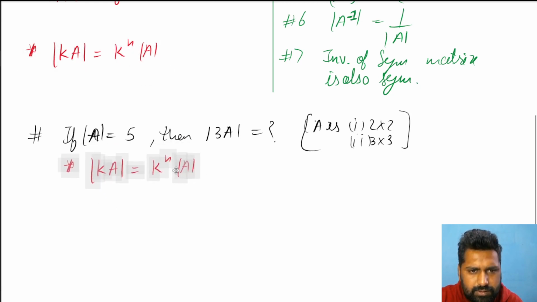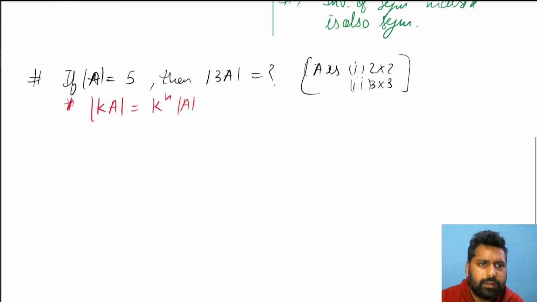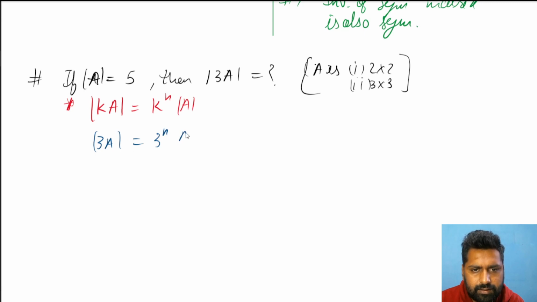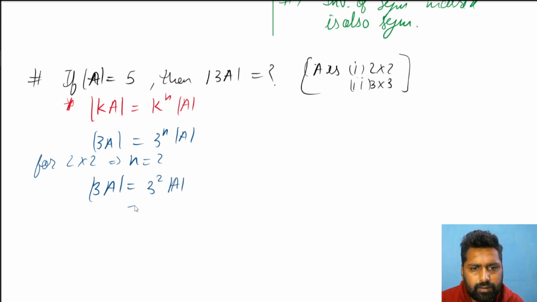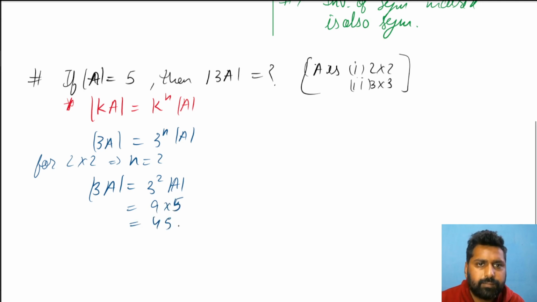Okay. So this is the property. If you multiply any matrix with a scalar, the determinant gets 3 raised to power n times. So determinant of 3A will be 3 raised to power n determinant of A. Now for 2 cross 2, n is 2, so determinant of 3A is 3 raised to power 2 determinant of A. 3 raised to power 2 is 9, determinant of A is 5, so that's 45.